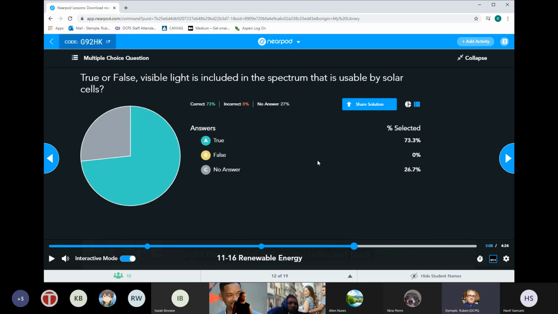Most people are going for true. That is correct. So visible light, meaning stuff that you could see, can be used by solar cells, which is why if you shine a flashlight on a solar cell, you can produce electricity with it.